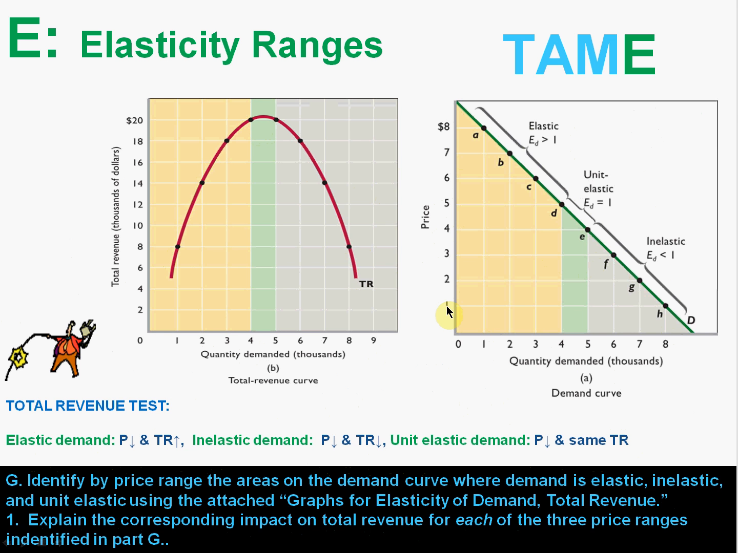Now, again, in stating the inelastic portion of the demand curve, we could say something like the following. The inelastic portion of the demand curve is where price is between 4 and 1, and correspondingly, quantity demand is between 5 and 8.